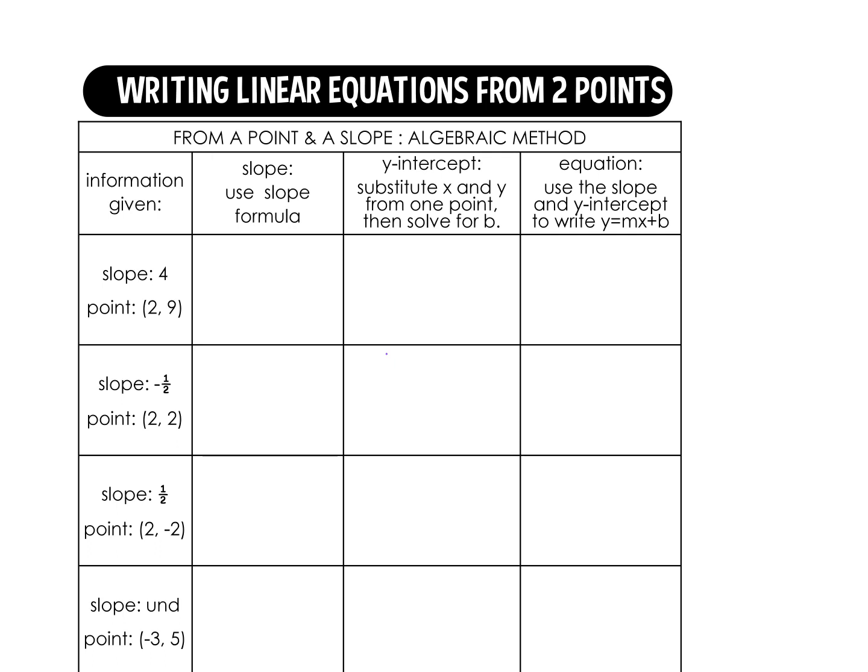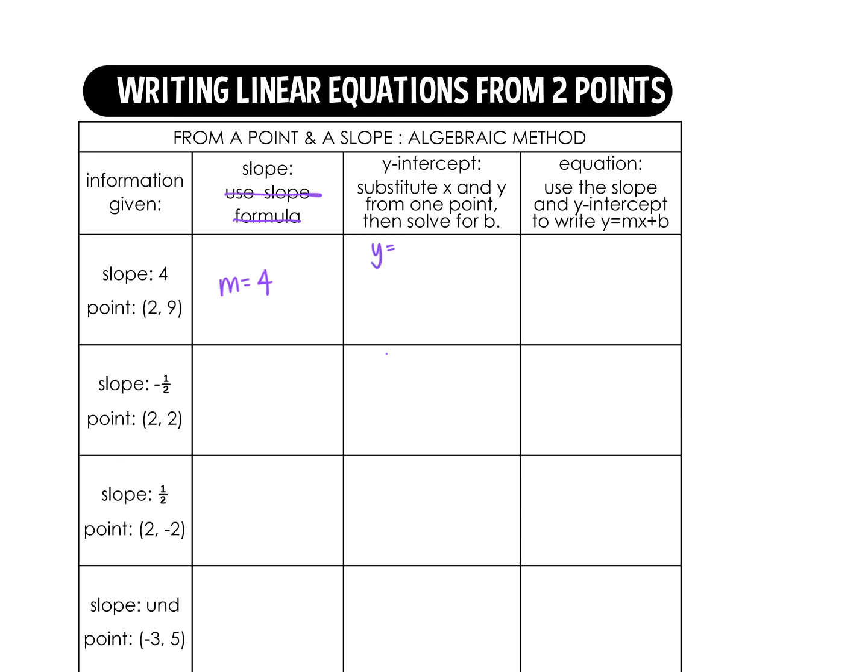In this video, we're going to look at writing linear equations. Eventually, we'll get to two points, but right now we're given the slope and the point. So in this case, we don't need to use the slope formula because we're already given our slope. In our first box, we'll put our slope as positive 4.